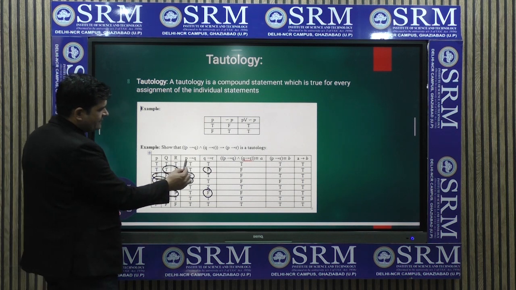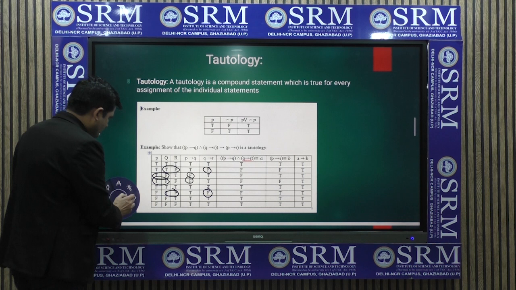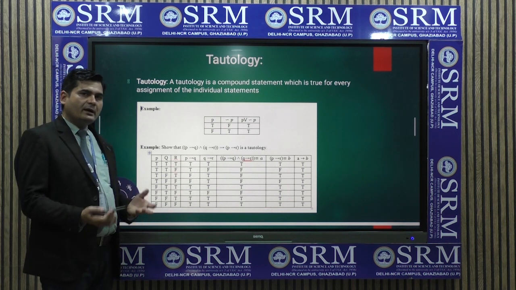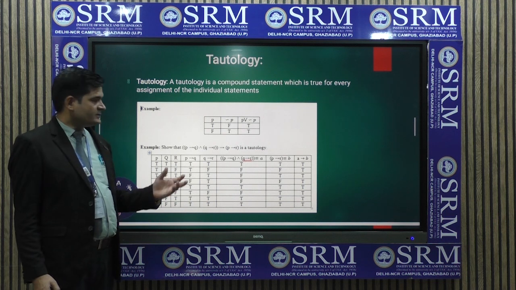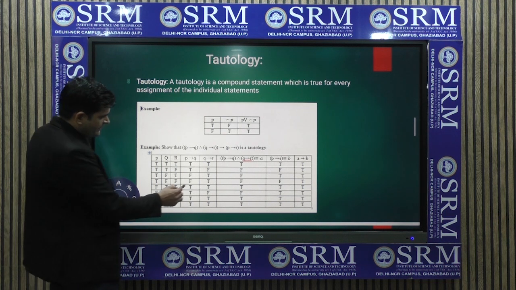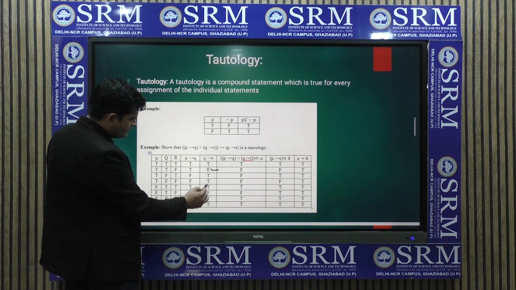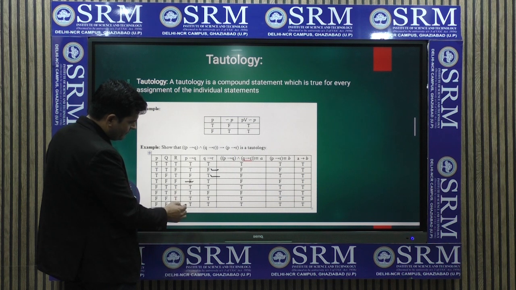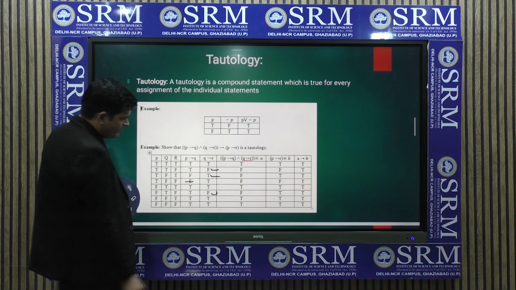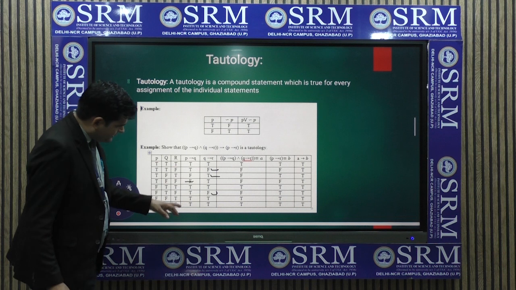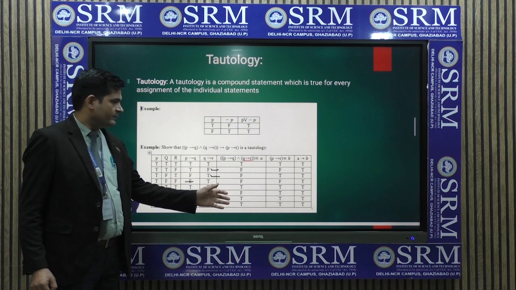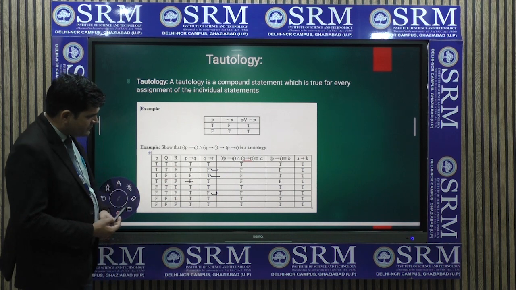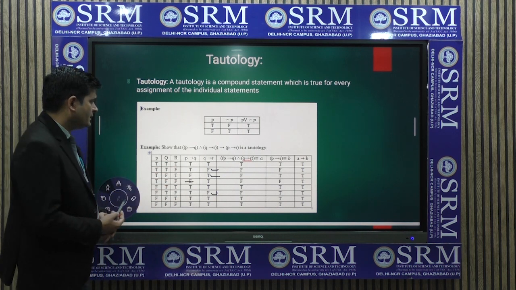Now, students, we will take the conjunction of these two. By the definition of conjunction, if both the statements are true, then it is true, otherwise it is false. So here in this case you will get false, here you will get false, because one statement is false, here you will get false, here you will get false. In the remaining cases you will get true. So only in these four cases you will get the false value, otherwise you will get the true value.